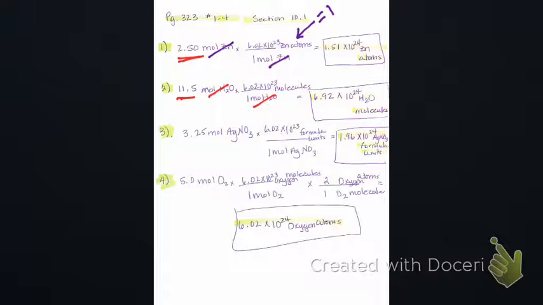Okay, number 3. Number 3 starts off with 3.25 moles of silver nitrate. Again, we want our moles of silver nitrate to cancel. The reason that we say formula units is because silver nitrate is ionic, and that is a metal and a nonmetal, and so the smallest particle there is a formula unit.